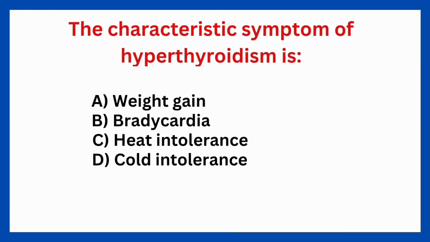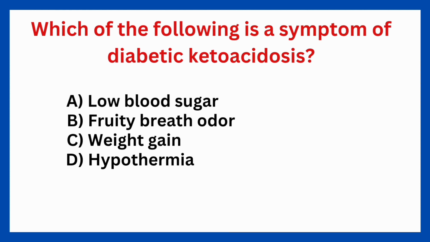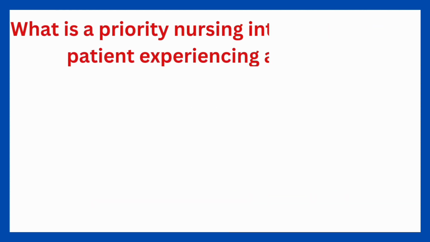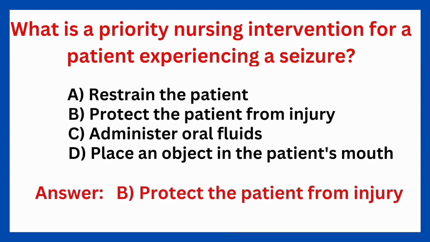The characteristic symptom of hypothyroidism is. Right answer is option C, heat intolerance. Which of the following is a symptom of diabetic ketoacidosis? Right answer is option B, fruity breath odor. What is a priority nursing intervention for a patient experiencing a seizure? Right answer is option B. Protect the patient from injury.